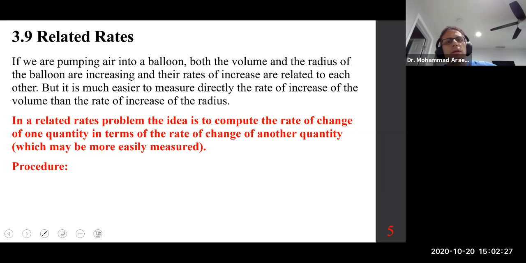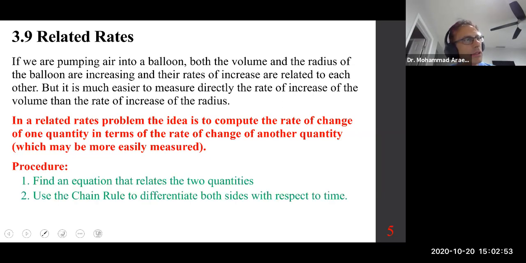If you're pumping air into a balloon, the volume and the radius of the balloon are increasing. But the measurement for one may be easier than the other. So in a related rate, we find quantities and relate them using some sort of equation, normally from geometry or maybe trigonometry. After relating the two quantities, we differentiate, normally using the chain rule.